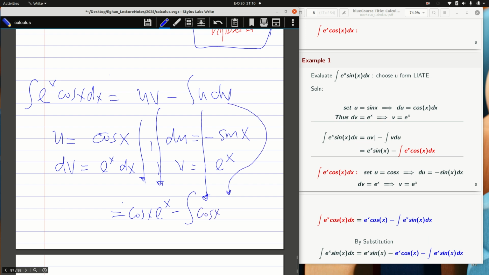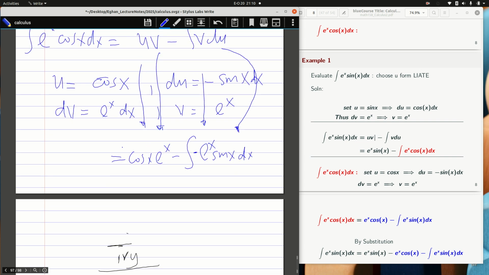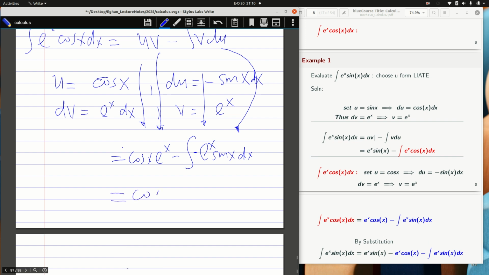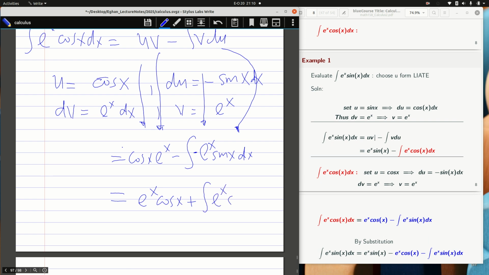u is still cos x, and then dv. Where is dv? No, there's v du. So what is v? e^x. And then what is du? du is negative sine x dx. I think I forgot to add a dx to it. And so let's simplify this. This is the same as, if I want to write it very well, e^x cos x plus the integral of e^x sin x dx.